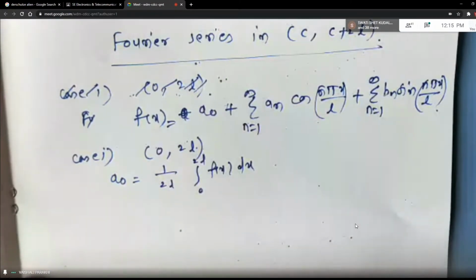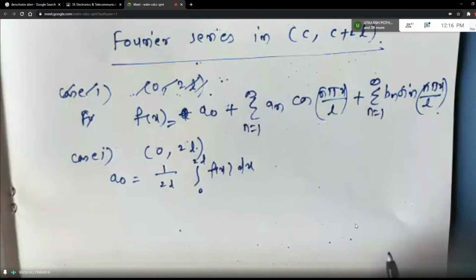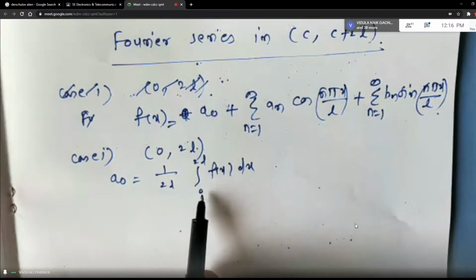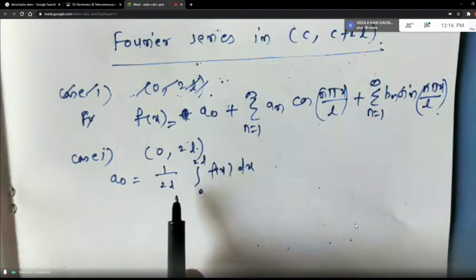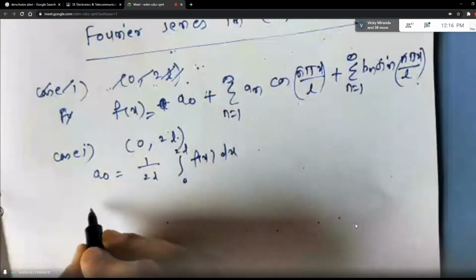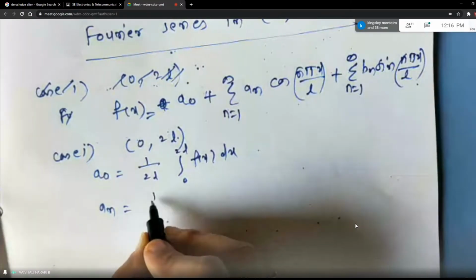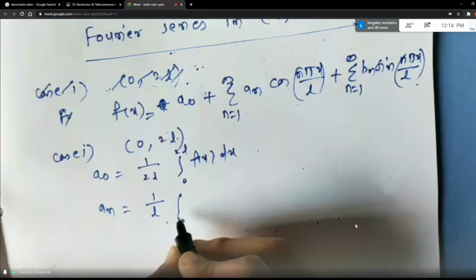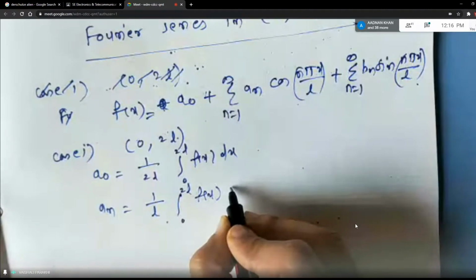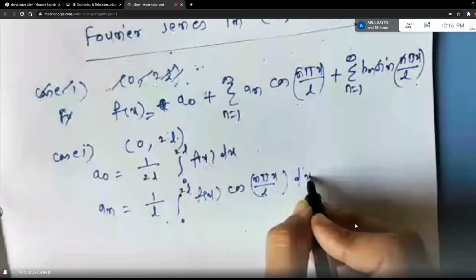Okay. So this is the formula for A naught, students, and what was the formula, if you remember? It was 1 by 2 pi, 0 to 2 pi, f of x dx. So only pi is replaced by L, if you see. Then the formula for An we also write. What is the formula for An? It is 1 by L, 0 to 2L, f of x, there it is cos of nx, here it is cos of n pi x by L dx.